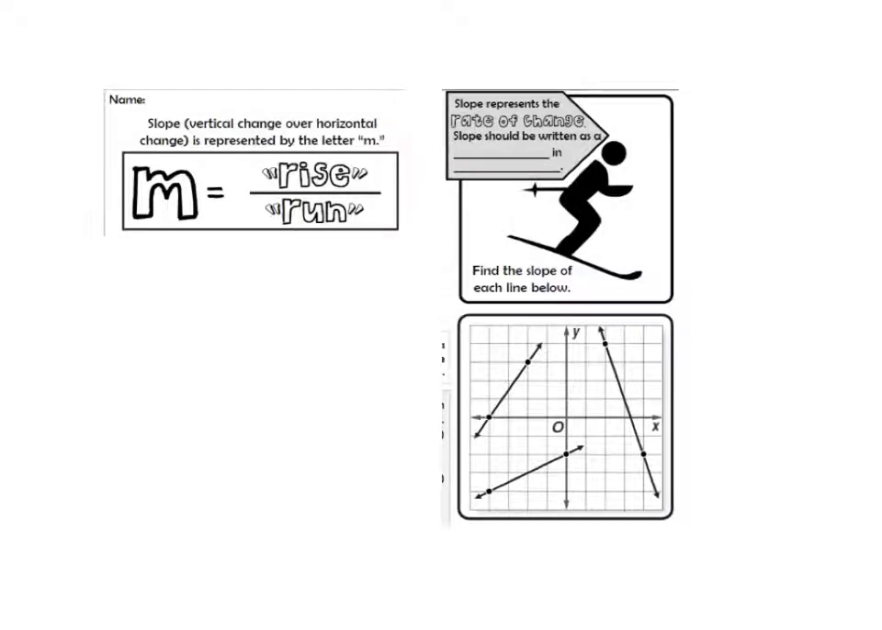Alright, these are slope notes. This is a review from freshman year. Slope is the vertical change over the horizontal change, and it's represented by the letter M. So when you have an equation y equals mx plus b, that's the equation of a line, m is your slope. Okay, it's the vertical change over the horizontal change, and that's why it's called rise over run.